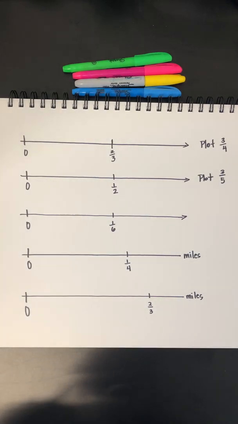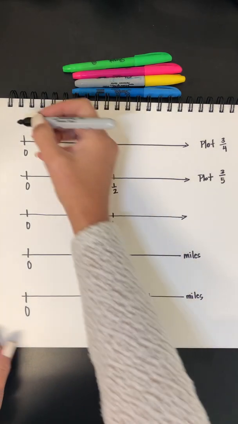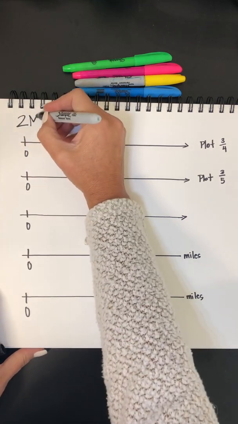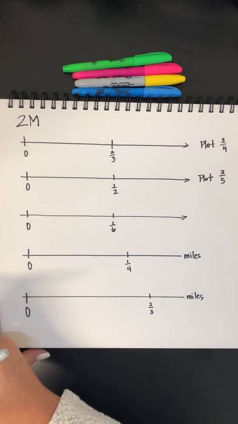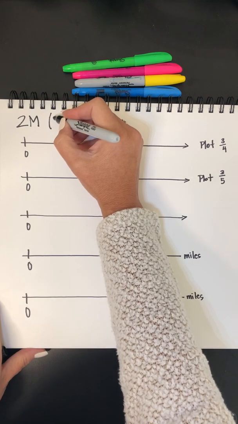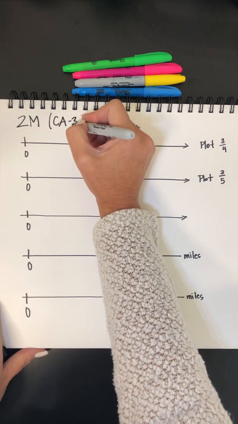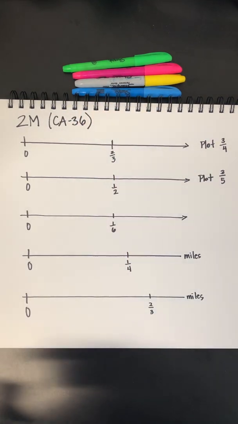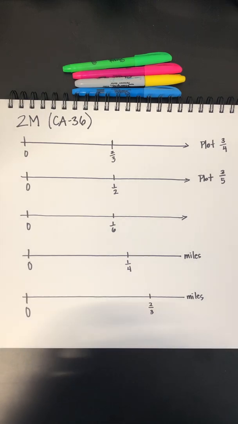Hi everybody, I'm going to go through the problems for 2M. So I forgot to label this. This is 2M, class activity. And in your book it's labeled class activity 36. We're looking at problems with fractions on a number line.